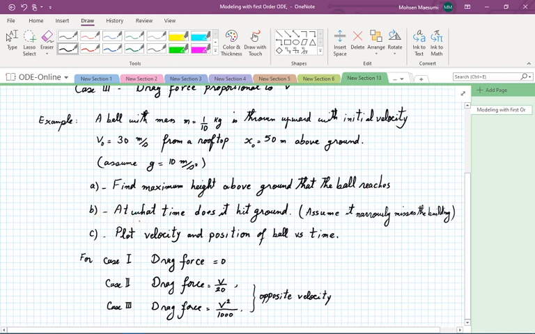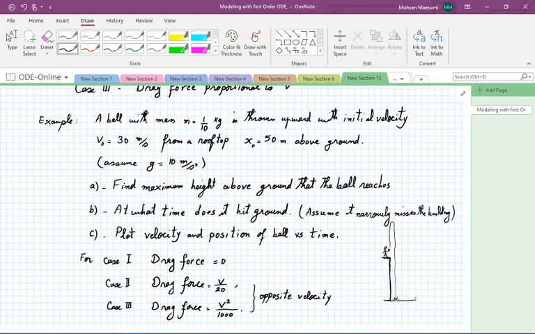Question B is, at what time does it hit the ground? So assume we throw the ball, and let's draw a little picture here. So here's a tall building. We are here. We throw a ball up, and it, say, misses the building and hits the ground down here. So question B is, at what time does it hit the ground? And question C is graphing: plot the velocity and position of the ball versus time.